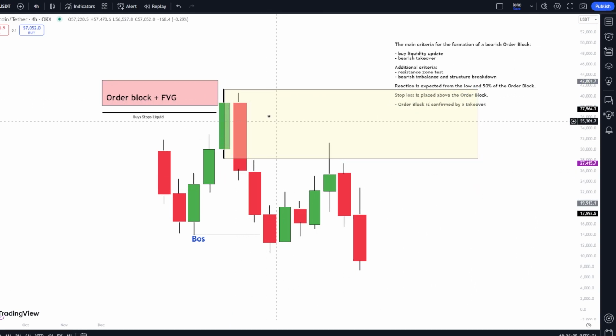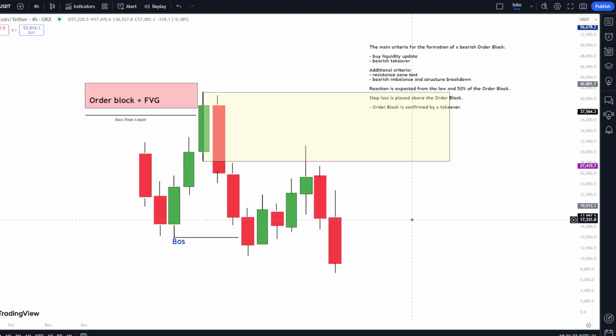So this is going to be our order block, and the result of filling this order block is going to be a price reversal. So the bearish order block is the green candle before the bearish takeover. Let's look at the additional criteria. Resistance zone test: it means we have another order block on the left side of the chart, and it gets a reaction from it. So this is a good additional criterion for the order block confirmation.